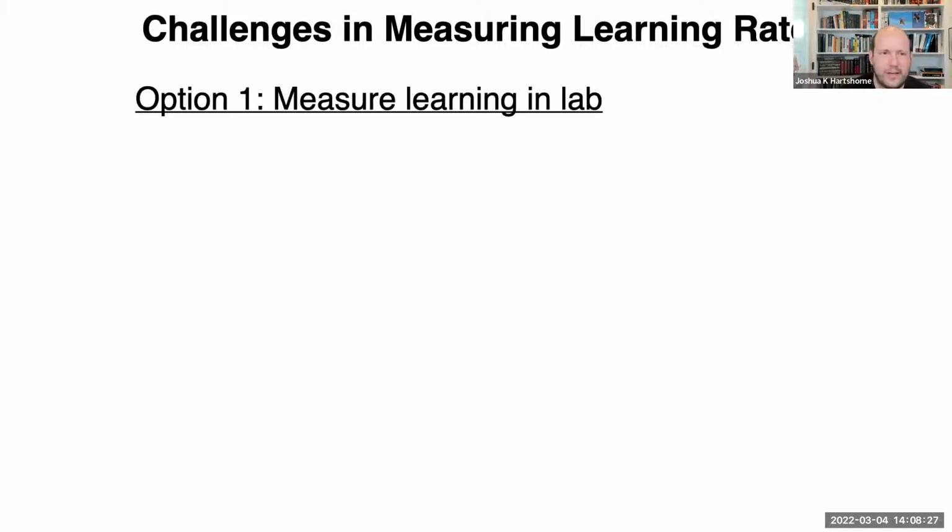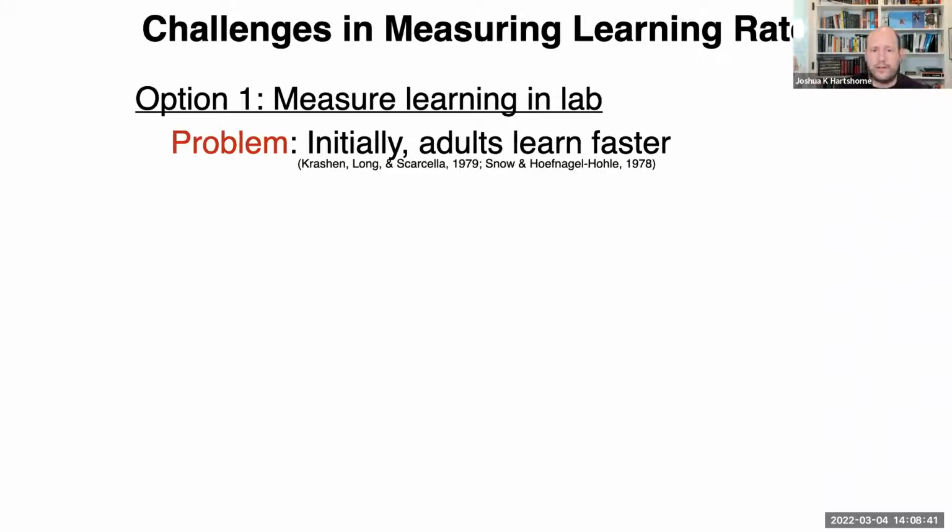If we wanted to measure learning ability as a function of age, why don't we just bring people of different ages into the laboratory, teach them a bit of some new language and see how fast they learn, right? That'd be the obvious thing to do. The problem is that initially adults learn faster. This is true of basically any lab-based language learning experiment that has ever been published, essentially: the adults learn faster. And it's not just about being in the laboratory.